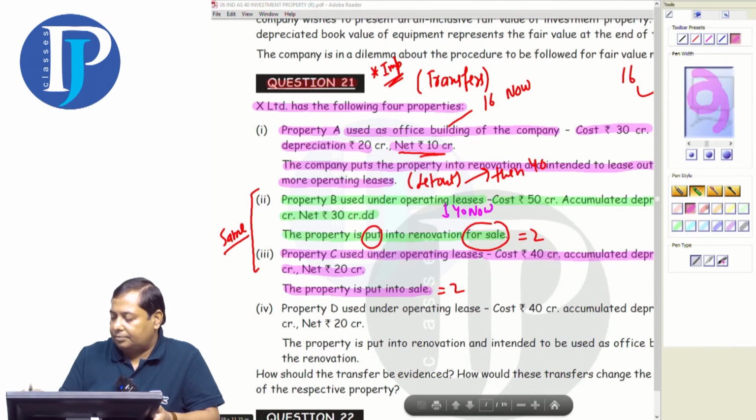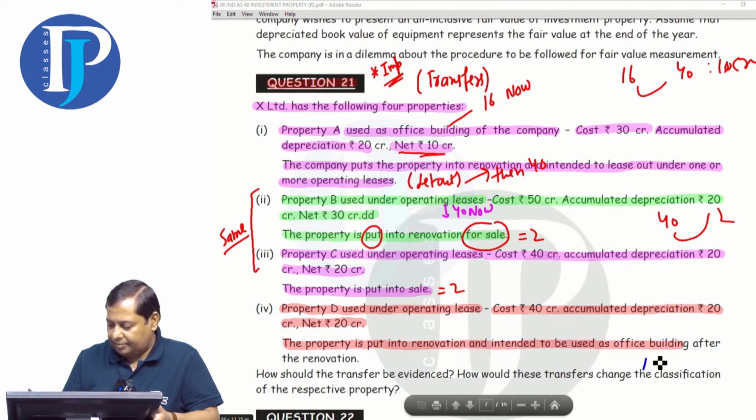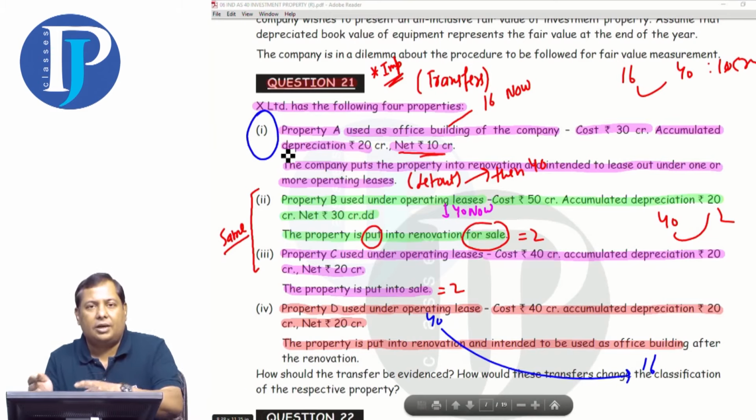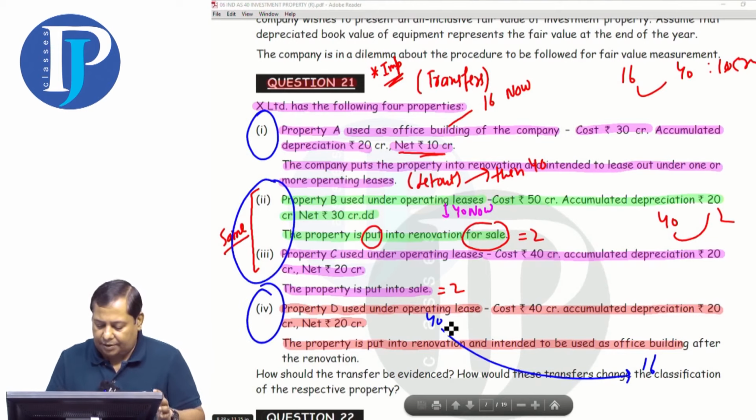Property D is used under an operating lease. Operating lease again. We'll use 40. 40 crores, 20 crores, carrying amount is 20 crores. Property is put into renovation and intended to be used as office building. It will be under 16. Go from 40 to 16. The first case is from 16 to 40. In the next 2 cases, we are going from 40 to 2 and this is going from 40 to 16. The space that was rented before will now be used as the office building.